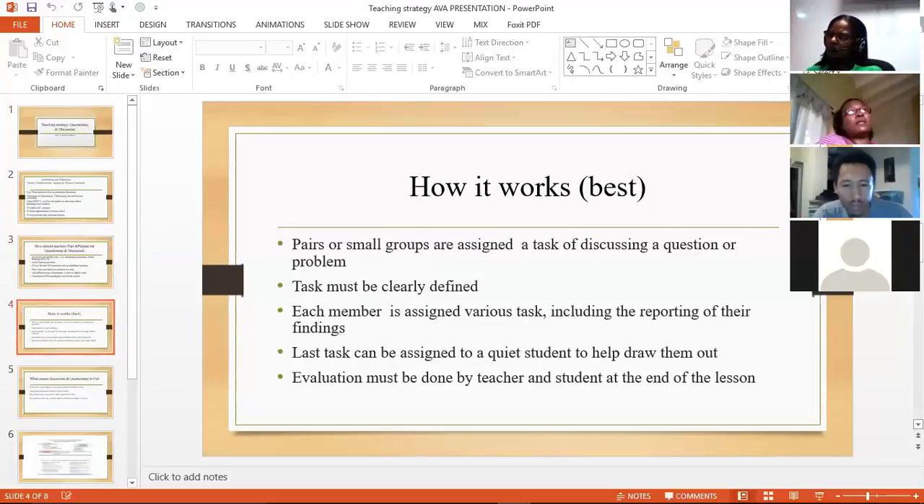How does it work best? Of course, sometimes I just show the question in class and ask anybody, whoever raises their hand, to answer it. But in terms of best practices, they said you want to put them in pairs or small groups and assign them a task or question. You must also be aware that you want the task to be clearly defined. Sometimes you give instructions to students and they wonder what is required. They're not sure.